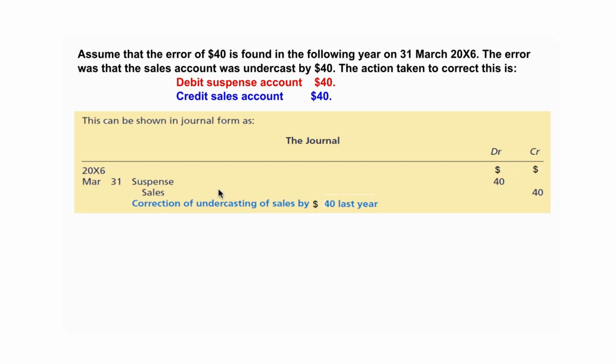In some Cambridge examinations, we have to write narratives. In that case, we have to show the narrative also: correction of undercasting of sales by $40 last year. So we have to show the narration. It is 1 mark for showing the narrative if it is required.